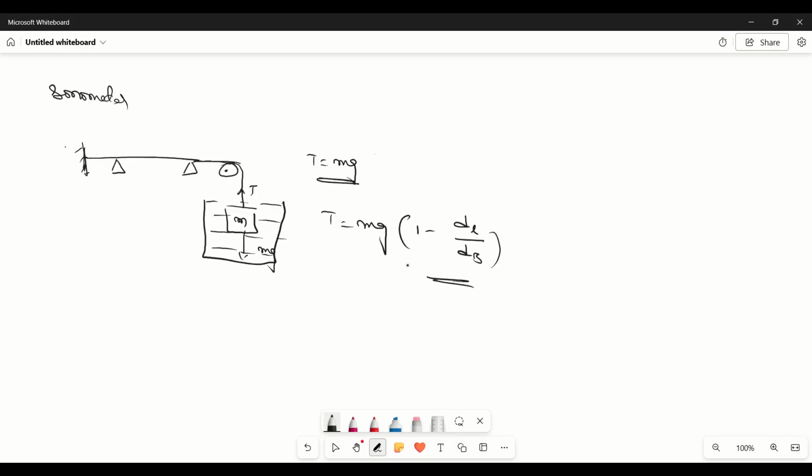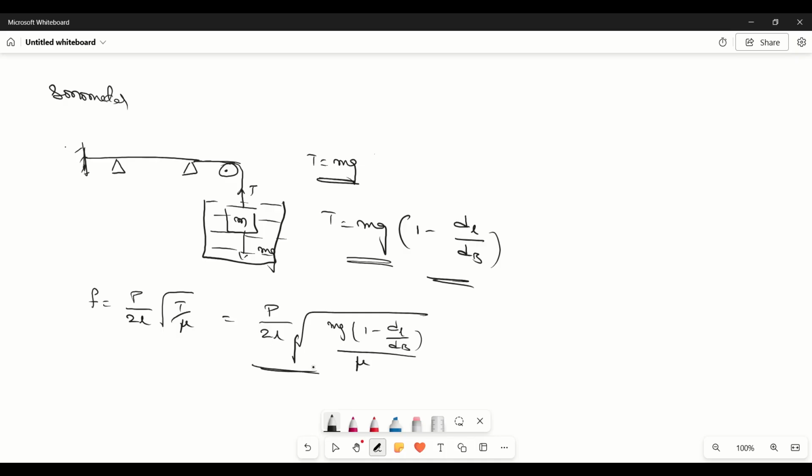Then based on this we can represent the frequency, as we know that frequency is p by 2L into the square root of T by mu. So when we substitute this, we have p by 2L into the square root of mg into (1 minus density of the liquid by density of the body) by mu. So this represents the expression for frequency.